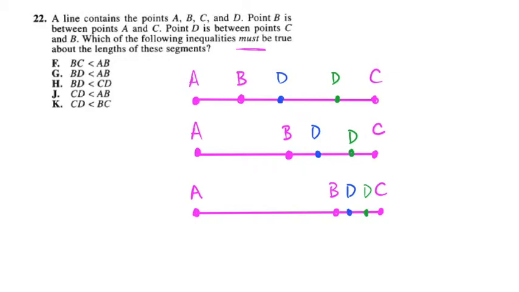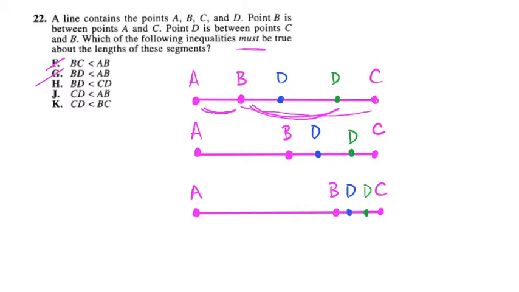So if we go down the list and test each answer choice, we're going to eliminate answer choices that are not true even one time. For instance, if we look at F, BC is less than AB. BC is bigger than AB. So this inequality is untrue at least once. That is not our answer. BD is less than AB. They're similar here. BD here is not less than AB. So again, this one is wrong.